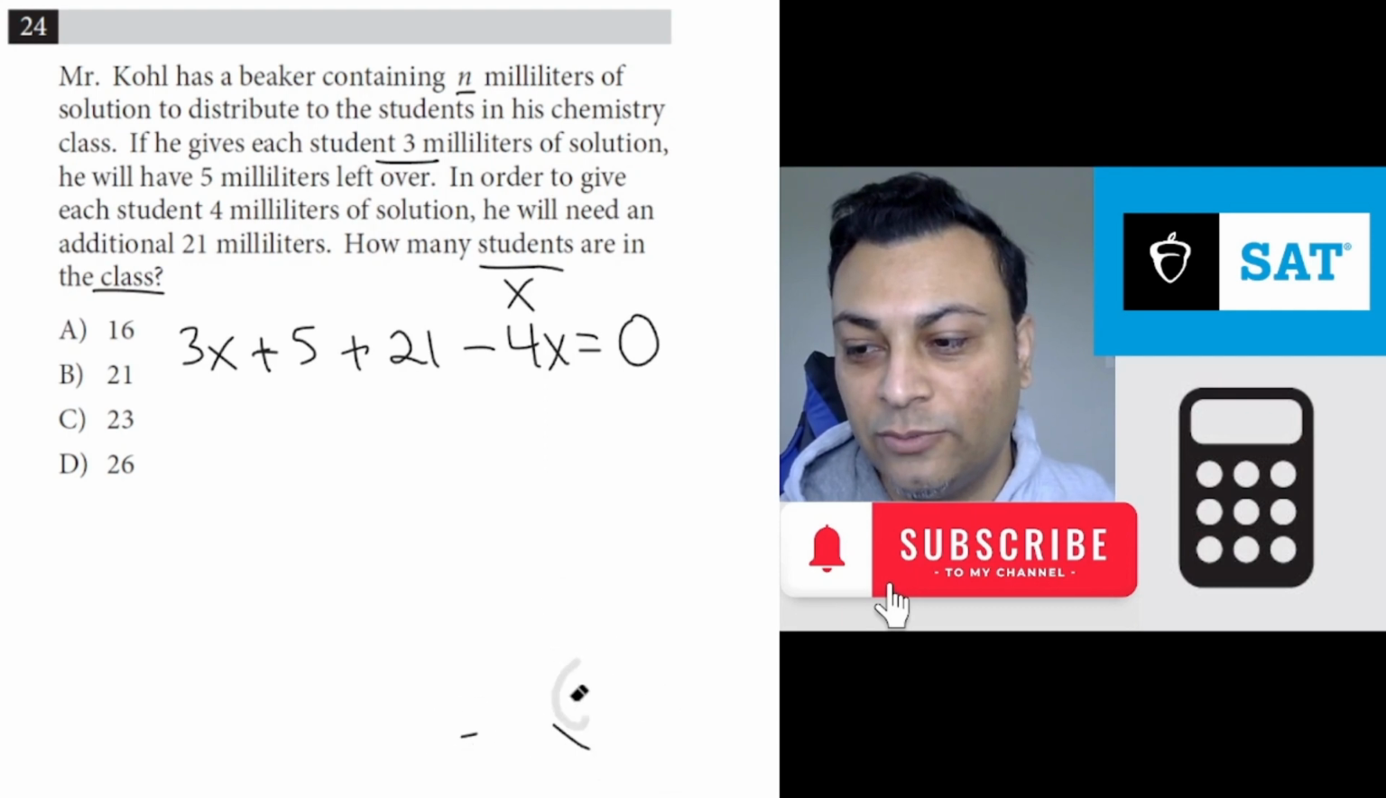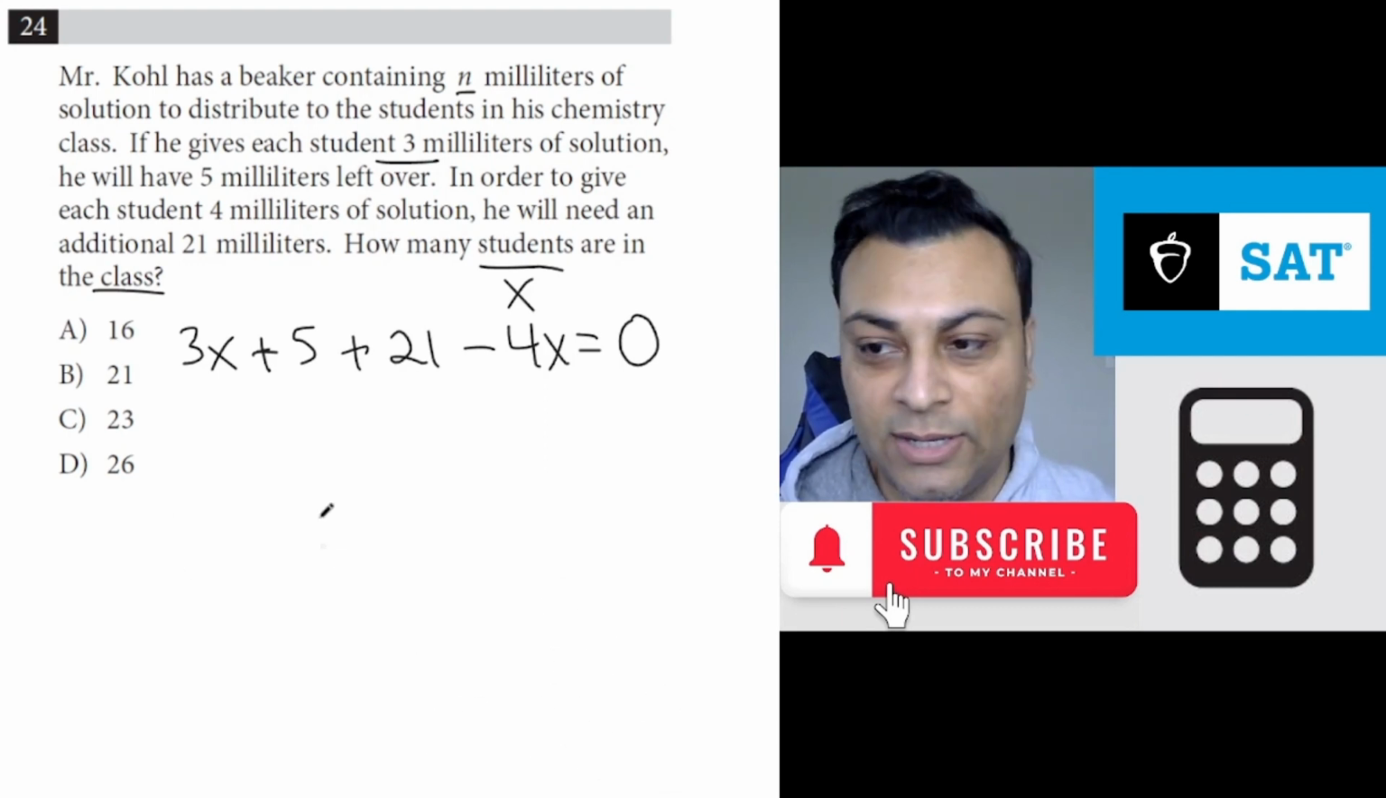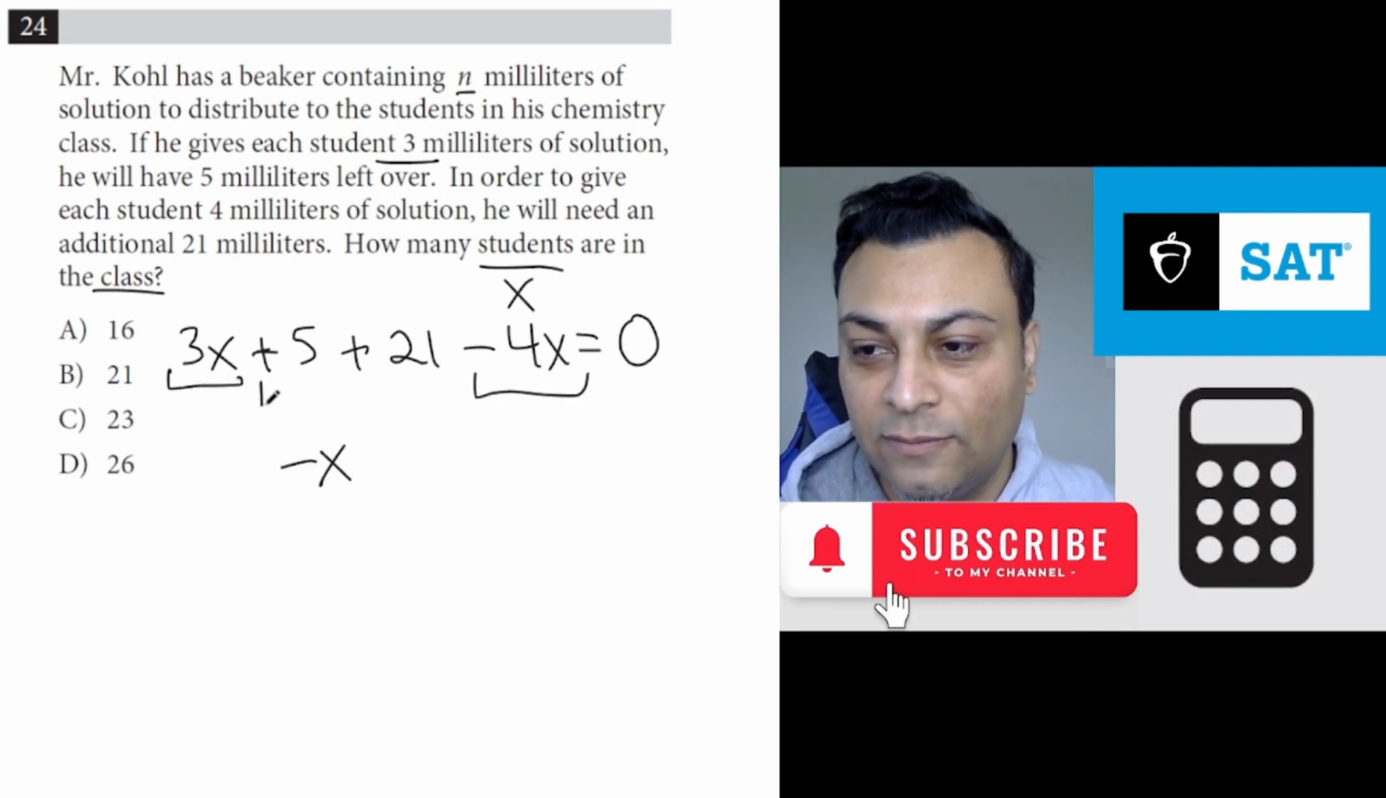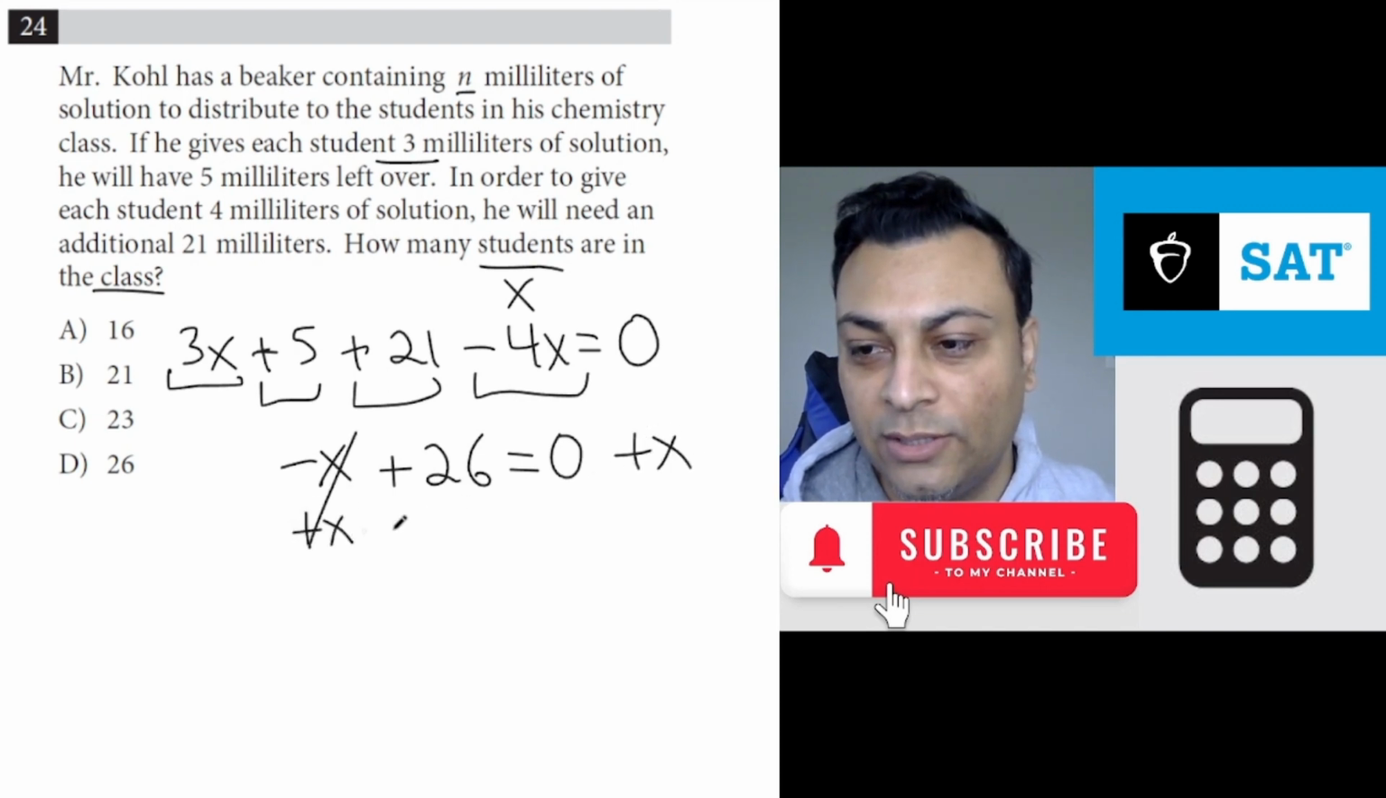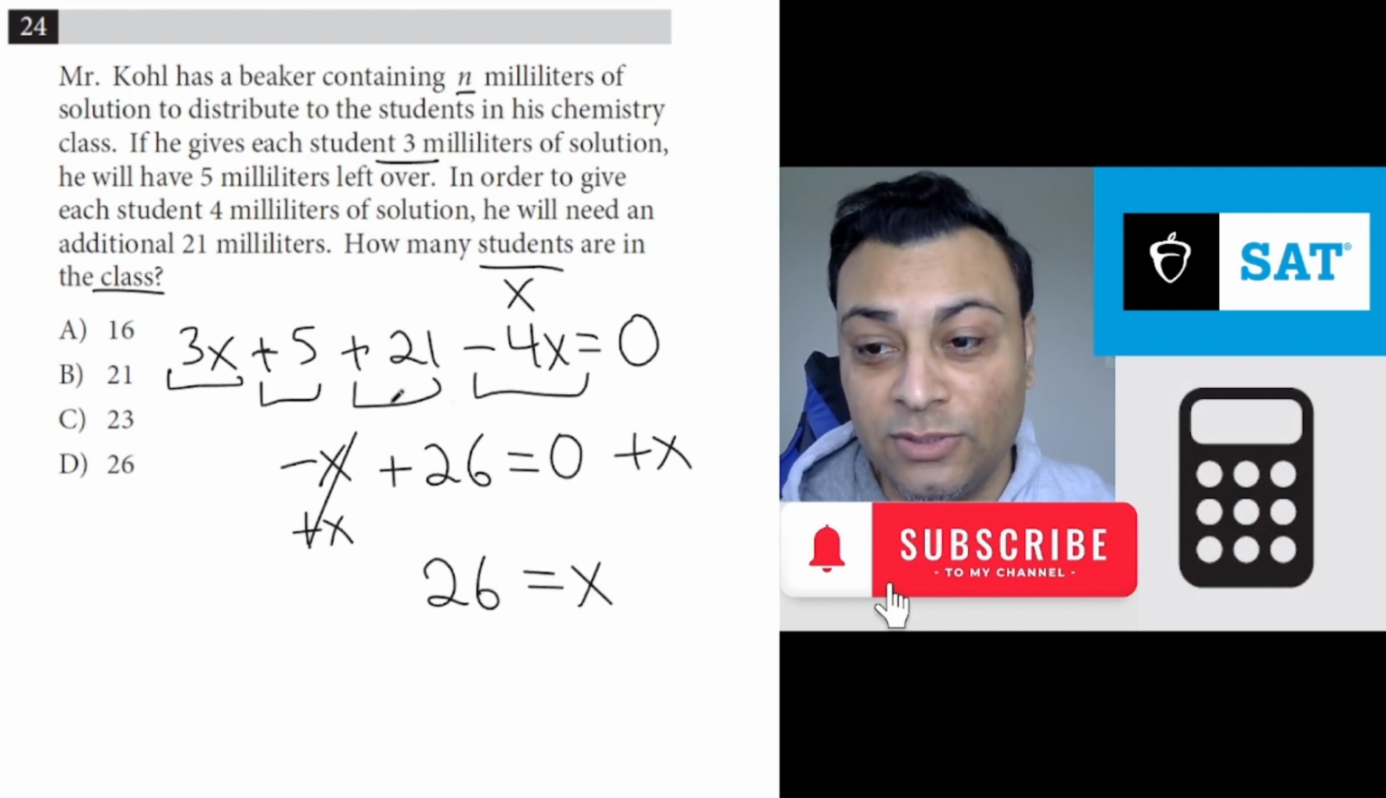So if we do it manually, you have 3x minus 4x, that's negative x. 5 and 21 give you 26 equals 0. And from here, the fastest way is to add x. And you would get 26 equals x, and x was number of students, so the answer is D.